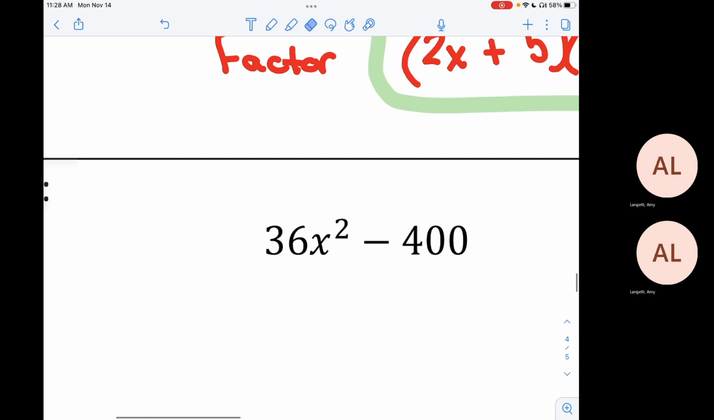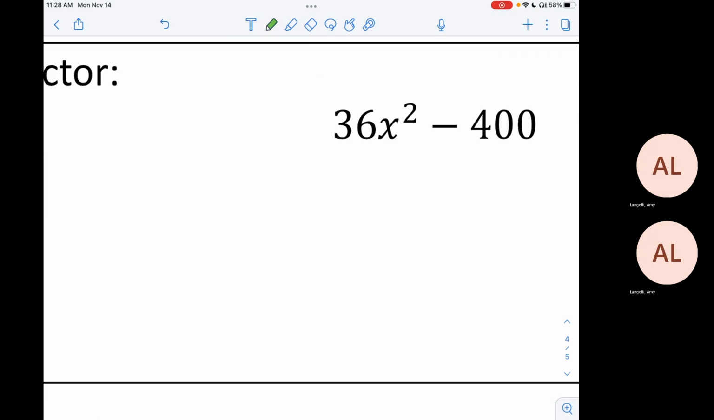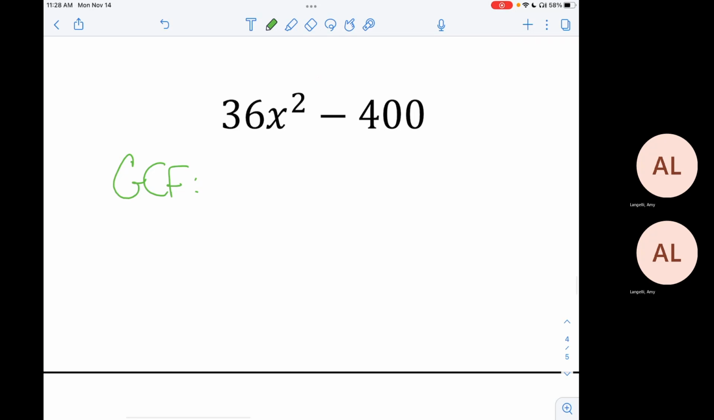All right, let's do one more difference of perfect squares. But before we do, somebody tell me what the GCF is. Tell me you know the GCF, kids. Does 36 go into 400? Somebody check it out. I thought not. That's not what I had planned on making the GCF on this problem. It does? What is it? 16? 16 doesn't go into 36. I think I made it 4.